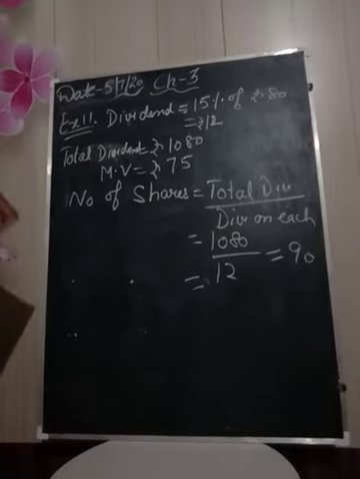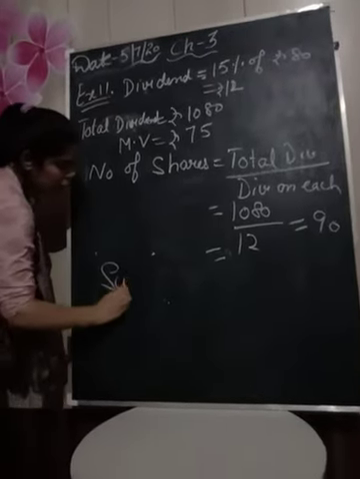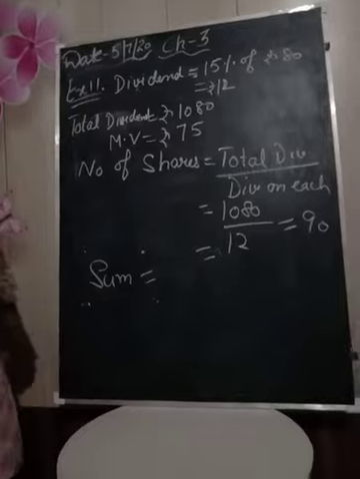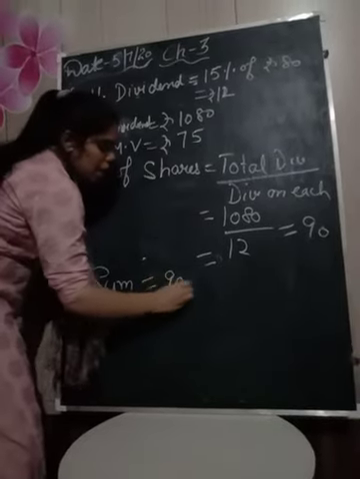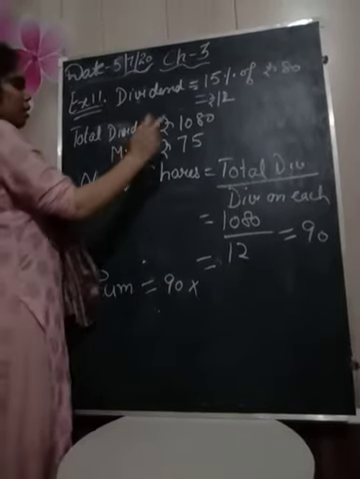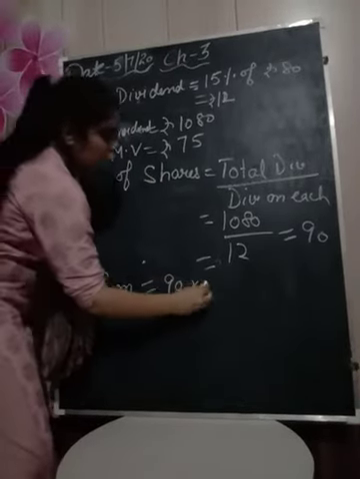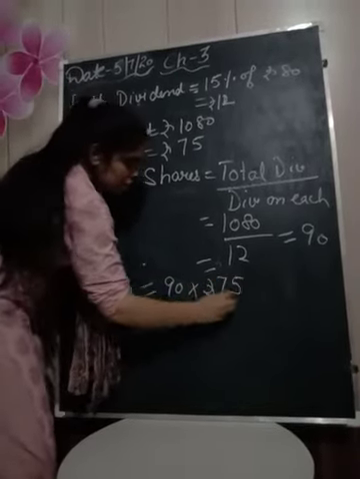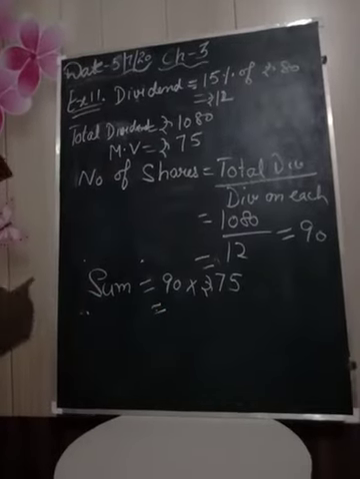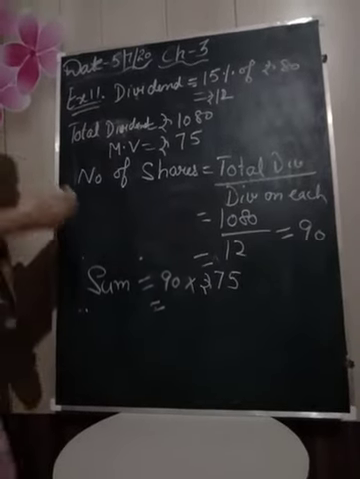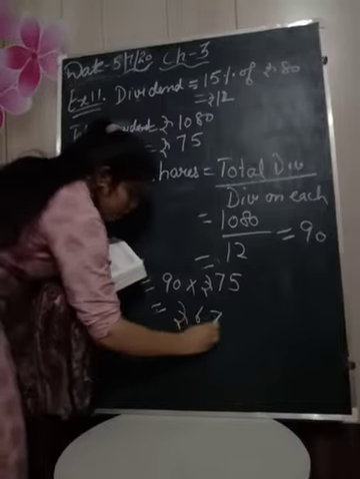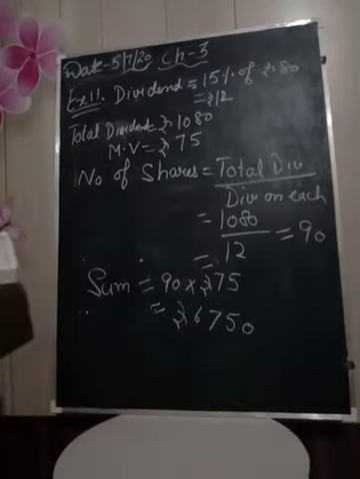Now we want to find the total sum invested, and how can we find it? Sum invested is equal to number of shares multiplied by market value. So market value is rupees 75. By multiplying, we get the value as 6750. This is our required answer.